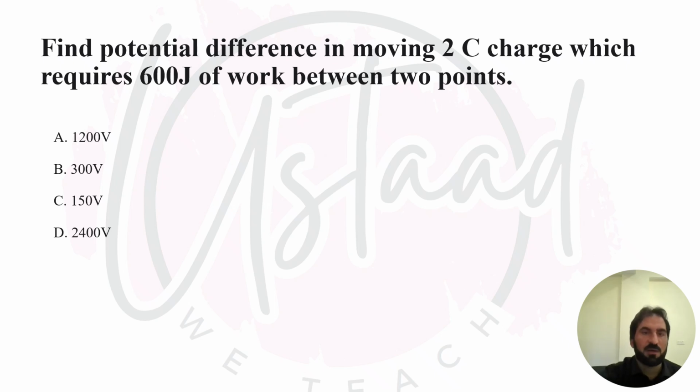Next MCQ. Find the potential difference in moving a 2 coulomb charge which requires 600 joules of work between two points. Option A, 1200 volt; option B, 300 volt; option C, 150 volt; and option D, 2400 volt. So the correct option is B, 300 volt.